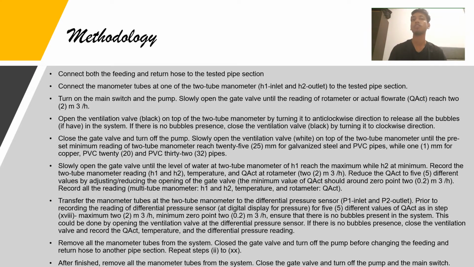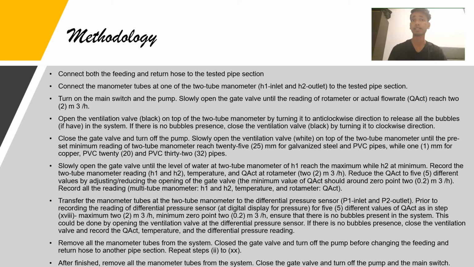Number 4, we have to open the ventilation valve on top of the 2-tube manometer by turning it anti-clockwise if there are any bubbles present. If there are no bubbles present, we have to turn it clockwise. Number 5, we have to close the gate valve and turn off the pump. Slowly open the ventilation valve on top of the 2-tube manometer until the preset minimum reading reaches 25 mm for galvanized steel pipe and PVC pipes, while 1 mm for copper pipe.